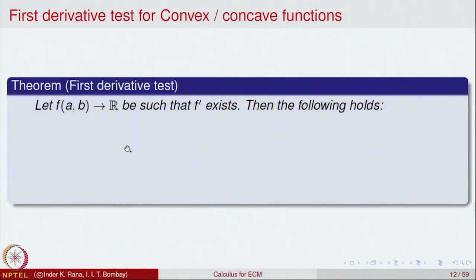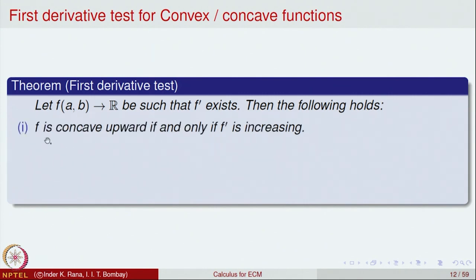So the first derivative test says, suppose f is a function on an interval AB to R, the domain of the function is an open interval AB, and suppose that the derivative exists in this interval AB, then the following holds. One, f is concave upward if and only if f dash is increasing. So here is a property which is if and only if.